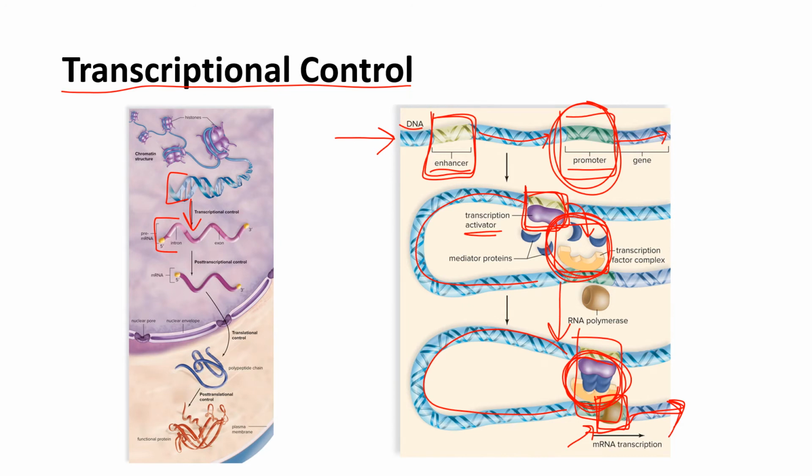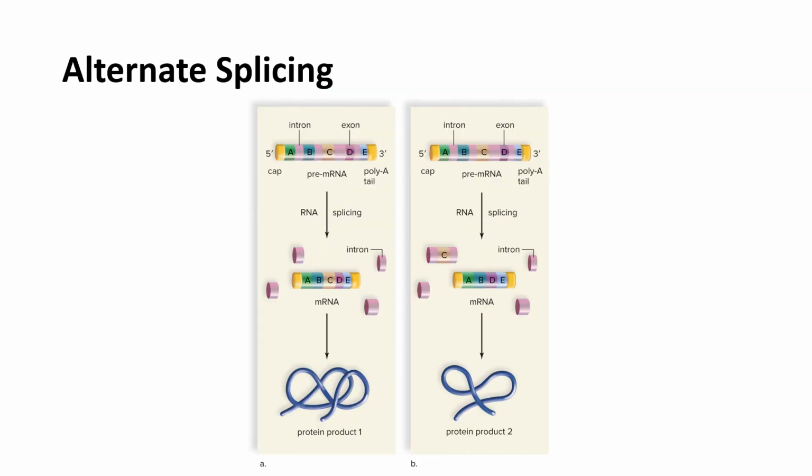and then allow it to transcribe the genes. After transcription, the eukaryotic cell can continue to control gene expression by alternate splicing of that mRNA. I've mentioned alternate splicing before. Splicing involves removing the introns from the pre-mRNA and leaving the exons to be translated. So remember, intron relates to interrupting sequences and exon is express sequences.